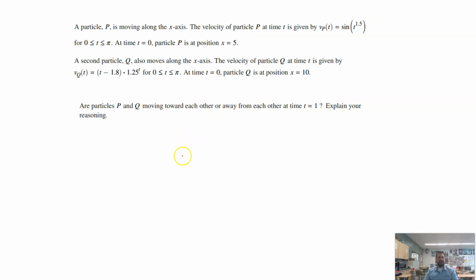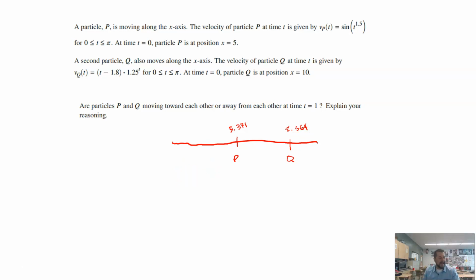Letter B says, are they moving towards each other or away from each other? Well, in order to answer this question, there's two things we need to know. First of all, we need to know where each of the particles are, and we found that in letter A. So here's particle P and here's particle Q. Particle P is right here at 5.371, and particle Q is at 8.564. Now we want to know, are they moving towards each other or away from each other?